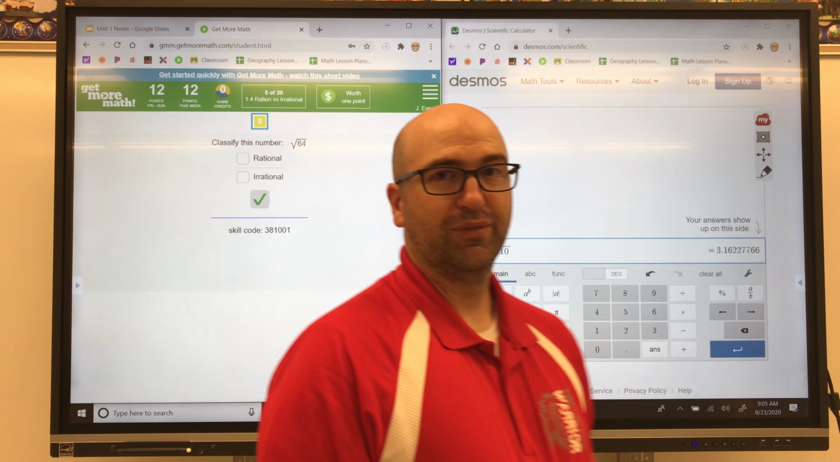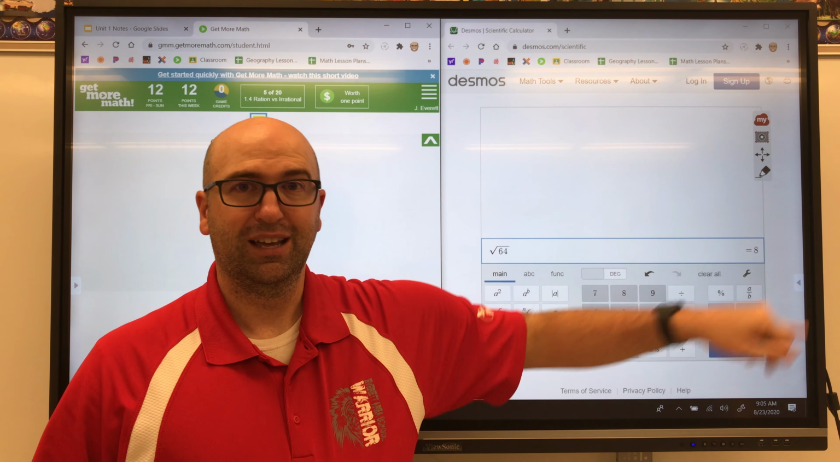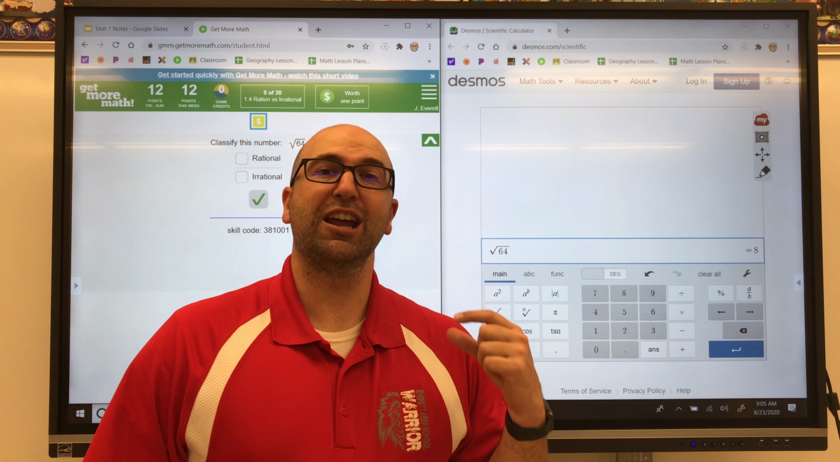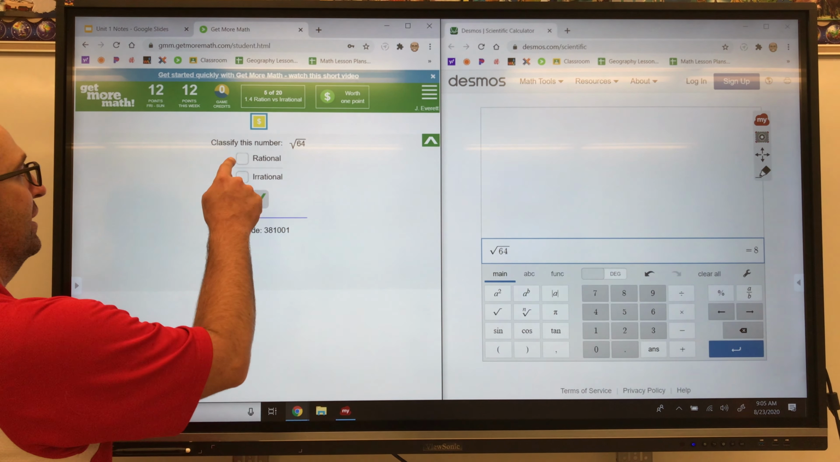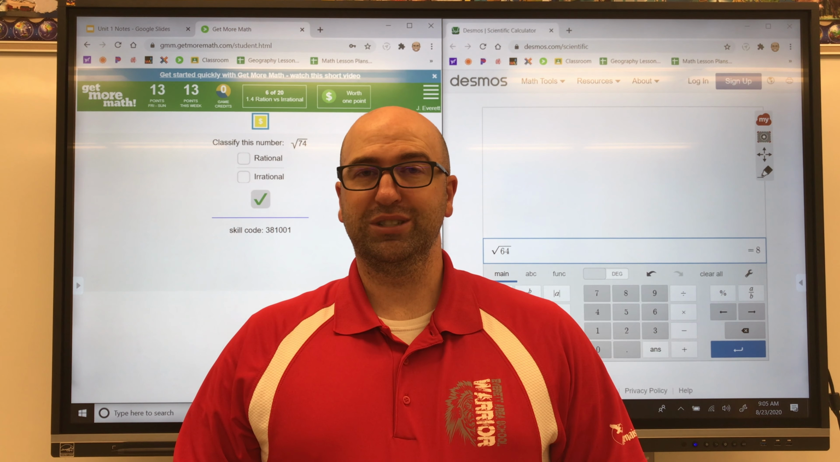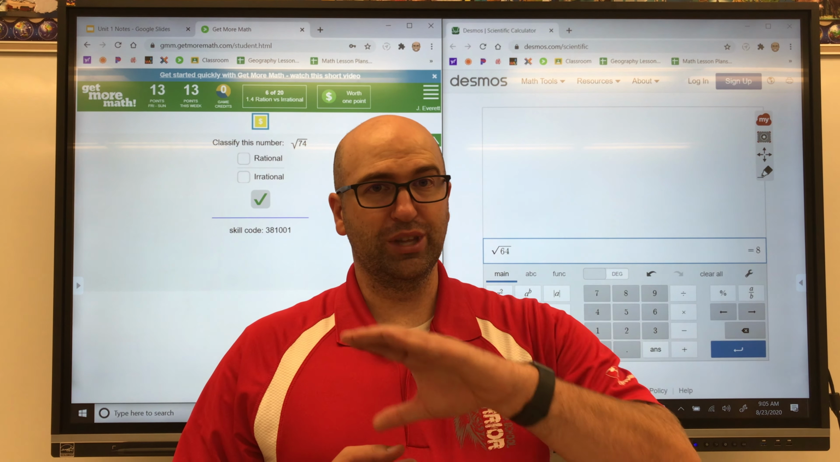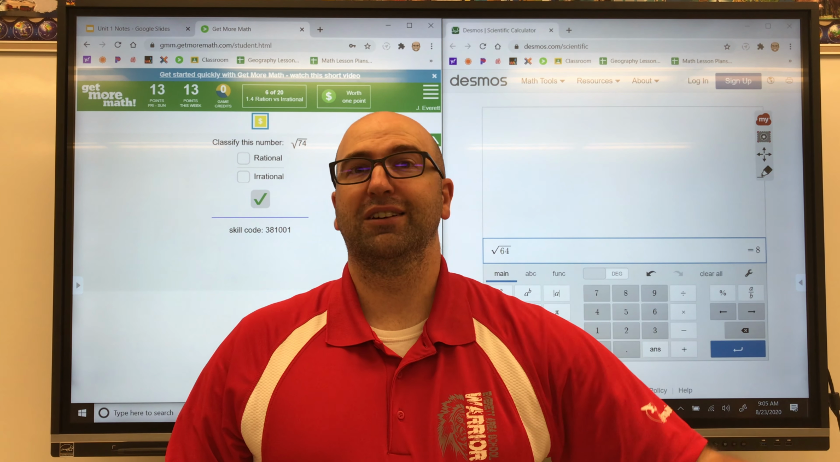Square root of 64. If you're uncertain, put it into your calculator. Square root 64. Well, the answer is 8. So in this case, we see the square root sign, but it is not irrational because it gives us a whole integer. And since it gives us an integer, we know that it is a rational number. So it is rational. So use Desmos to figure out whether a number is rational or irrational. If it gives you a decimal that is long, it's going to be irrational.